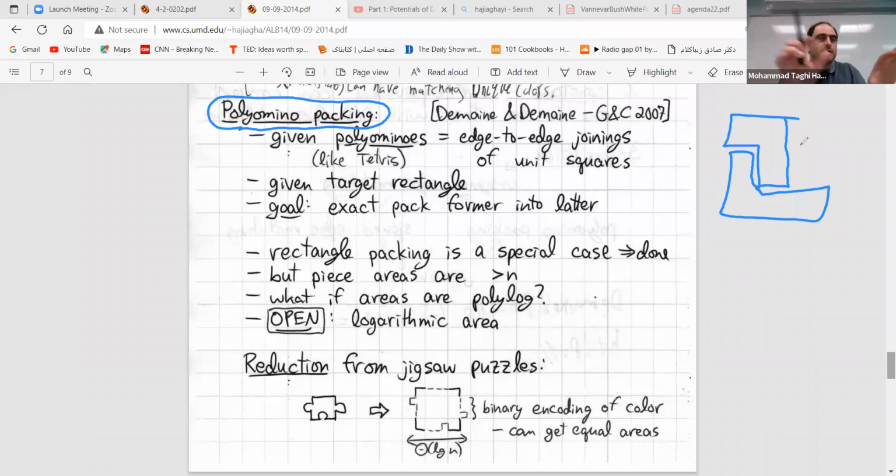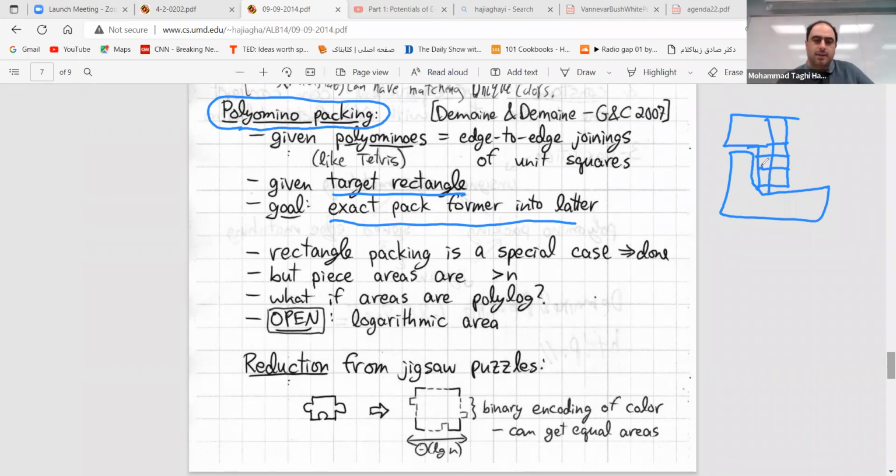And you want to again put them such that we can form a rectangle. We have a target rectangle, and we want an exact packing of these polyominoes, which I can define as an edge-to-edge joining of unit squares. Edge to edge means that here you can just put a bunch of squares in any shape.